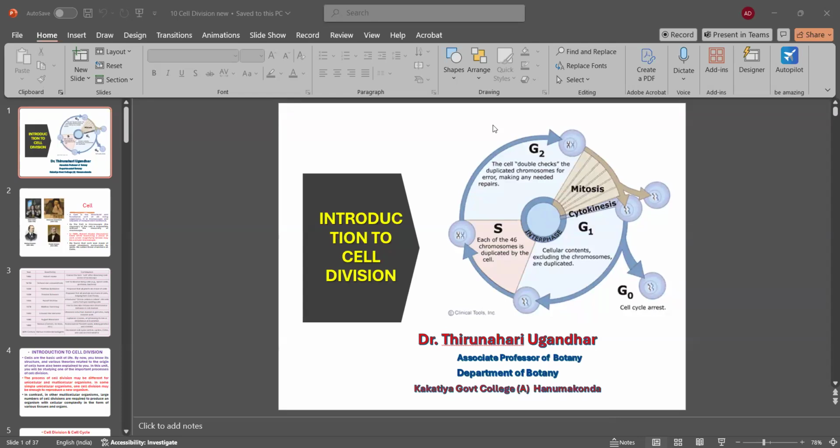Our eminent resource person, Associate Professor Dr. Thirunahari Ugandhar sir, working in the most reputed institution in northern Telangana, Kakatiya Government College Autonomous, Hanamakonda, is going to explain one of the most important topics in molecular biology, asked in all competitive exams: biotechnology, biochemistry, environmental science, botany, zoology, plant sciences, life sciences, CPGET, CUET, AP SET, TG SET, CSIR NET, and ARS NET.